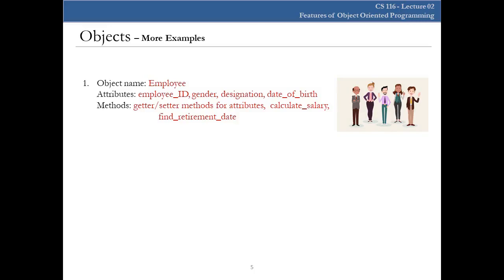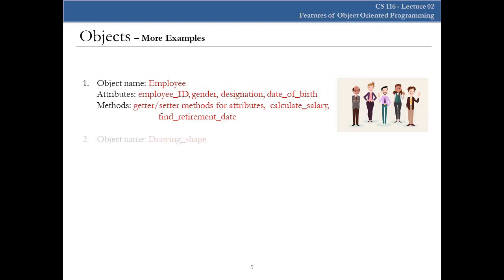The first one, getter, setter methods for attributes. We'll leave this for the next slide. I'll be coming to this shortly. The remaining 2 methods, calculate salary and find retirement date, can easily be programmed. You can write code for these. For example, a person usually retires at the age of 60. So you can always find the retirement date using this attribute, date of birth.